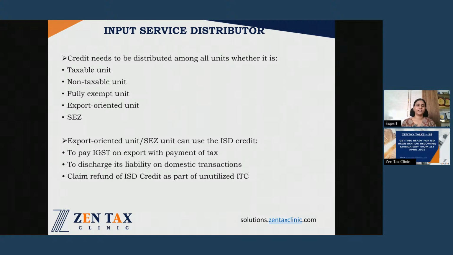Next, the export-oriented units or the SEZ unit can also use the ISD credit to pay IGST on export with payment of tax. They can discharge their liability on any domestic transactions. They can also claim refund of ISD credit as part of any unutilized ITC.